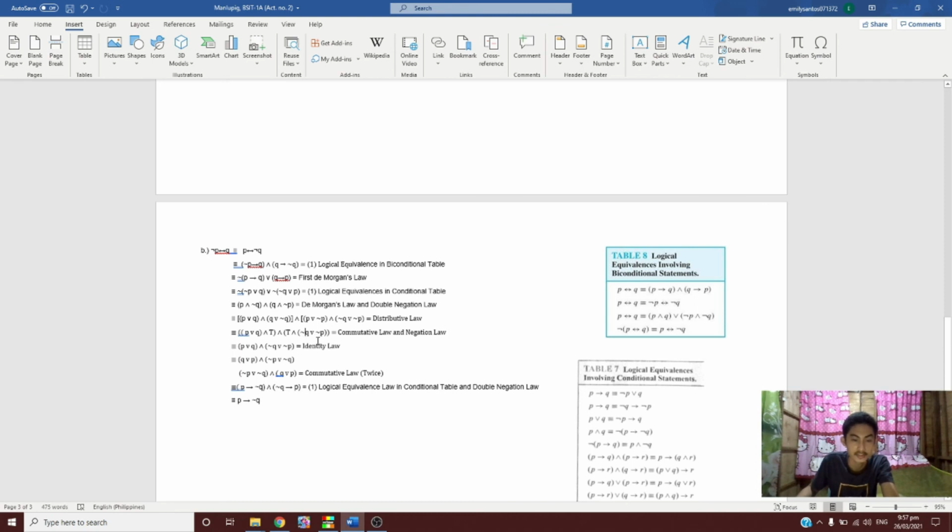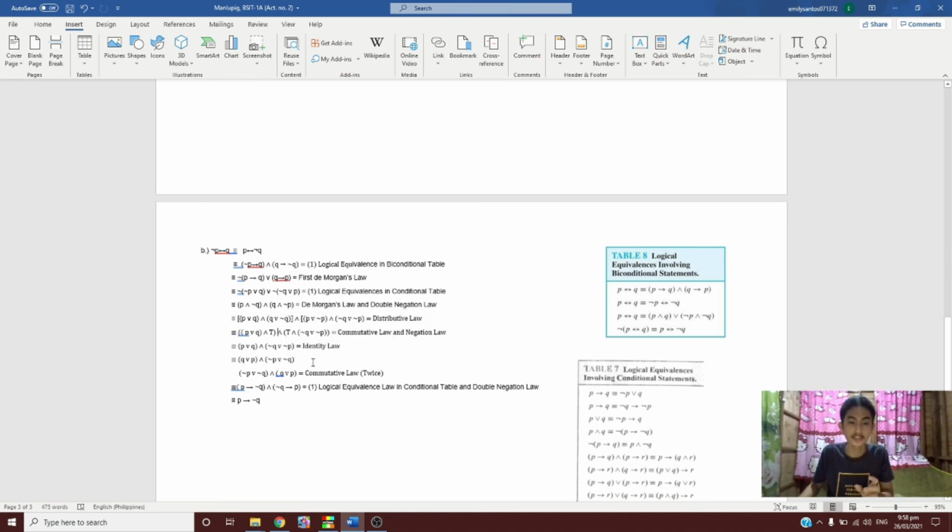So the next step is I'm using the identity law. Identity law means if P conjunction T, it will automatically equal the letter P. As you can see here, there's no T in this part, so it will result into this. There's no letter T here since I've been using the identity law, so the T will vanish here.